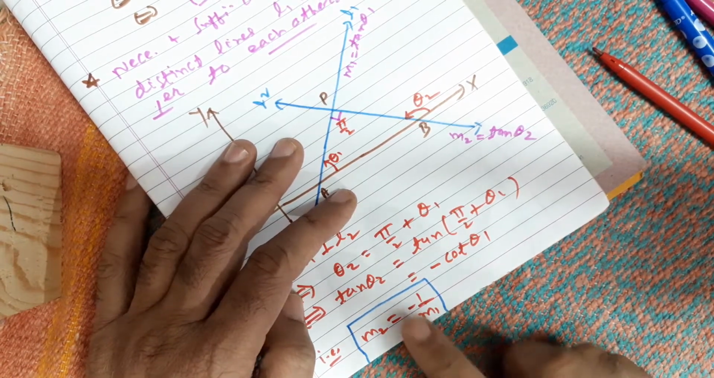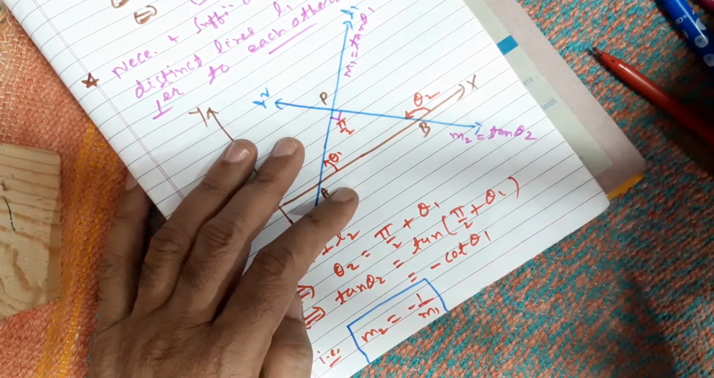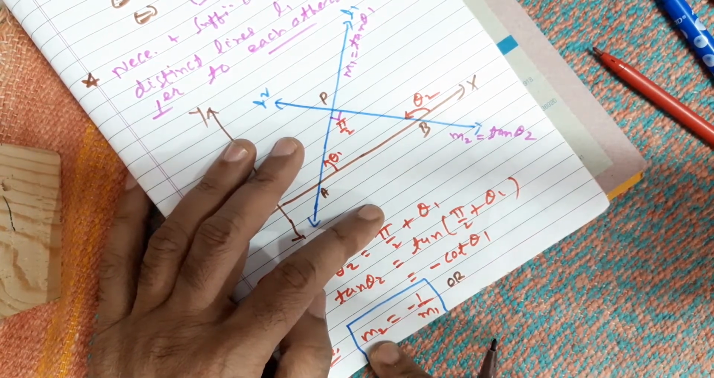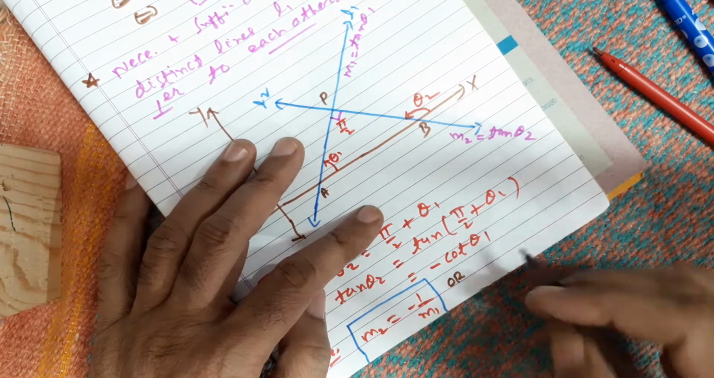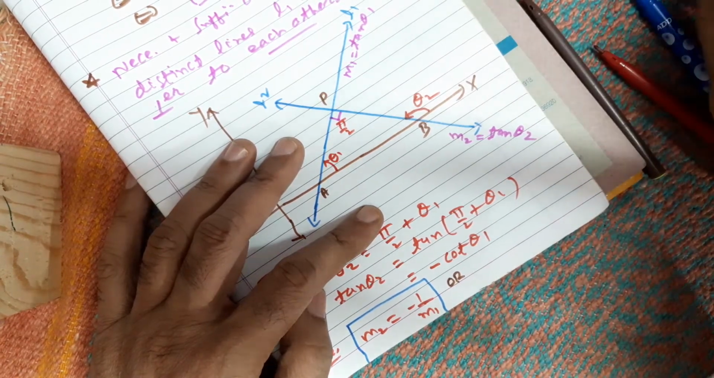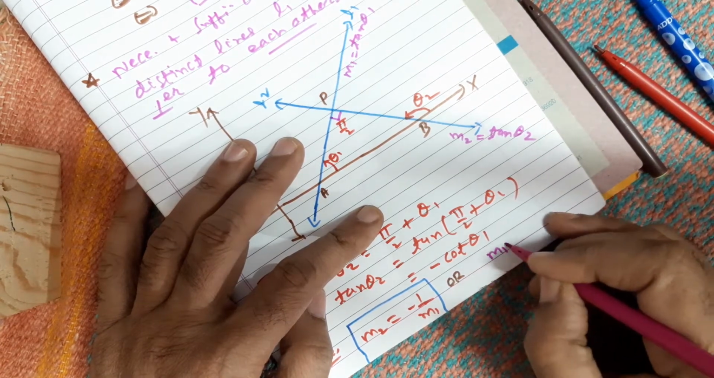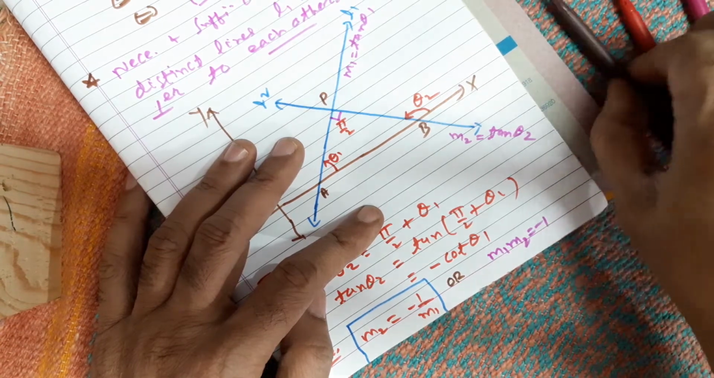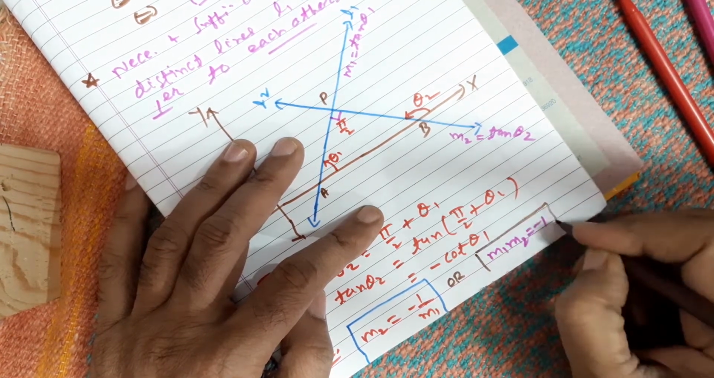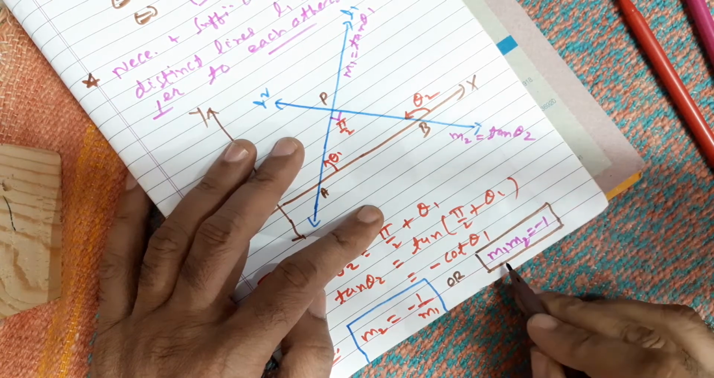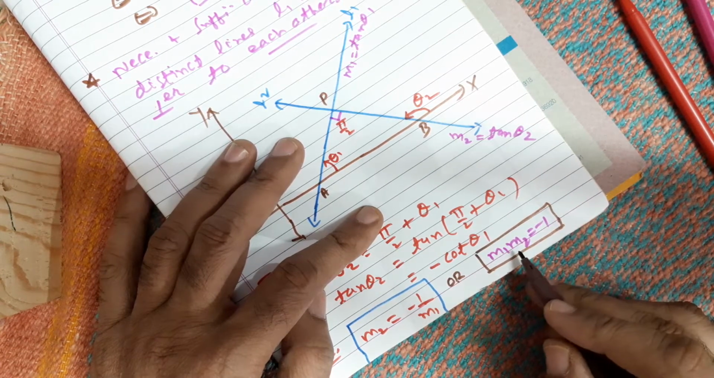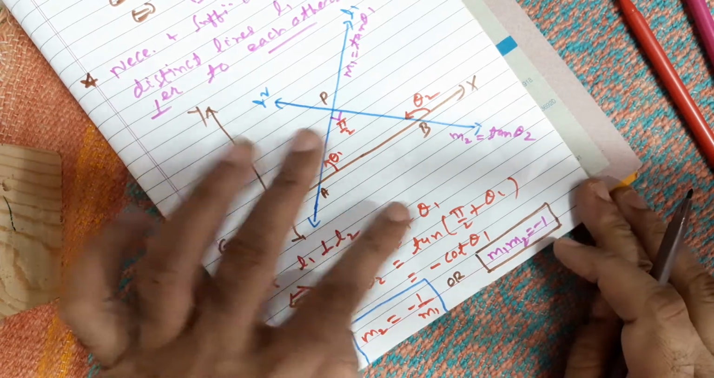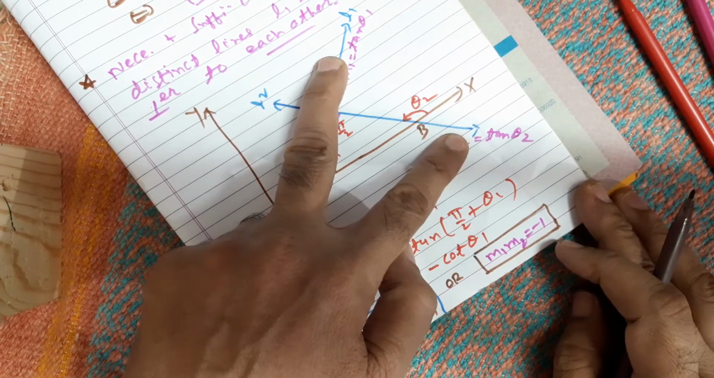M2 is equal to minus 1 upon M1, or the same can be written as, if you cross multiply it, M1 M2 is equal to minus 1. And got this? So what do you mean by M1 M2 is equal to minus 1? If the product of the slopes of any two lines is minus 1, then the lines are going to be perpendicular to each other.